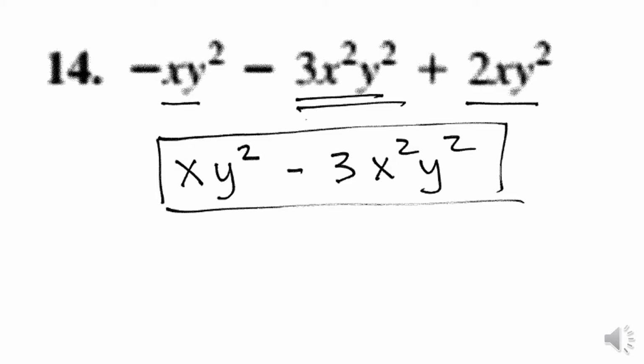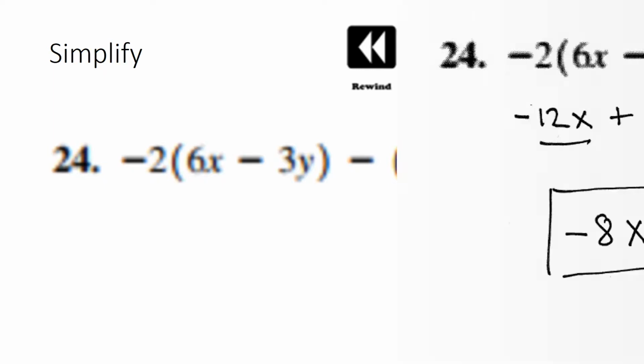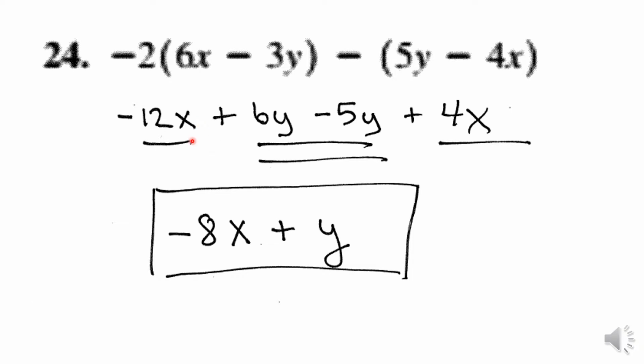Let's look at another example. A little more complicated here because we have to distribute these coefficients before we simplify. Notice that this is a -1 coefficient here. Let's see how you do. The single underscores are x's and the net is -8x, and the net of the y's is positive y.